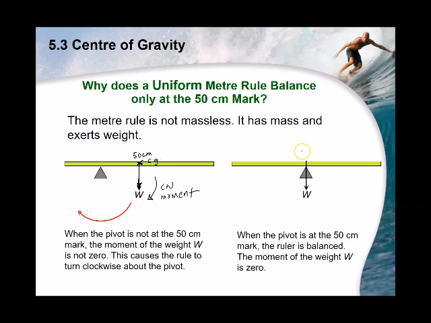But if you place your pivot exactly at the 50 cm mark, just above the center of gravity, then the weight which acts through the ruler will be directly on the pivot. So there will not be any moment due to the weight of the ruler. We say that the moment of the weight W is 0. The weight doesn't contribute to any turning effect, so the ruler will remain balanced.